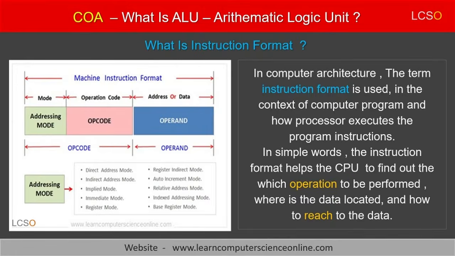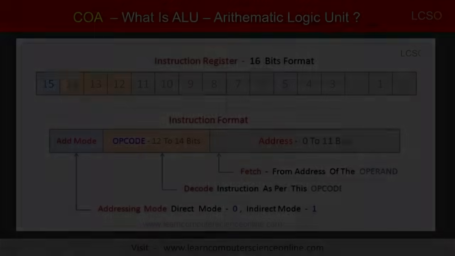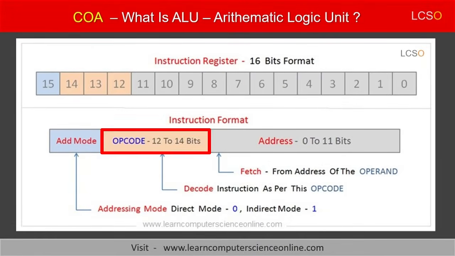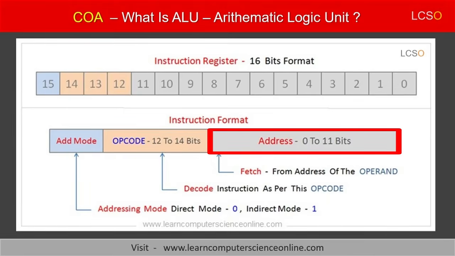Let us consider one example of a 16-bit machine instruction format. The first part is called the opcode, or operation code. The opcode directs the CPU regarding which operation is to be performed. The second part of the instruction format is called the operand. The operand part can either contain the data or an address of the data.